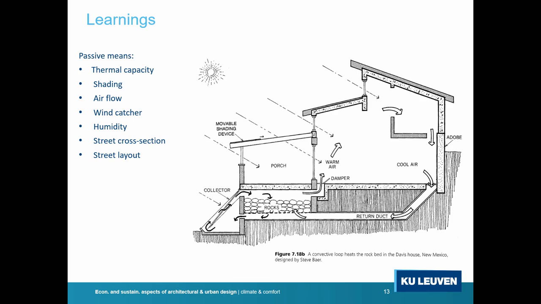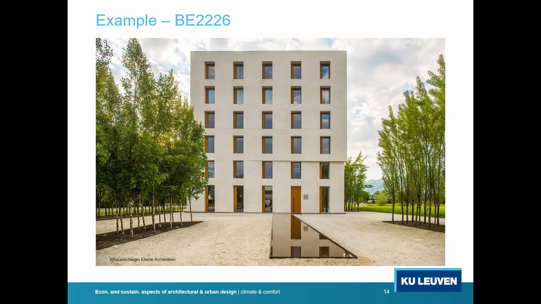And then finally, we saw also strategies at the higher scale level, so that city scale, street layouts, street canyons, or the sections with height are also measures that we can take to improve the climate indoors. So these were learnings from traditional architecture. I just want to conclude this part with an example of contemporary architecture that uses these principles to make sure that they have a building with a low energy demand or low energy use.